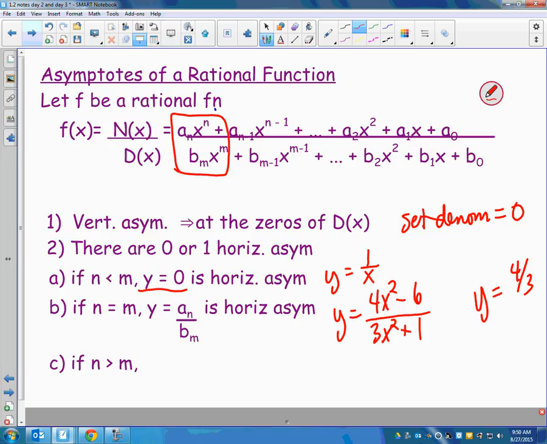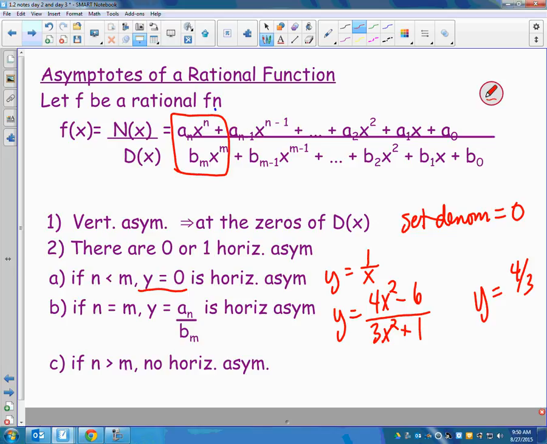Like, don't just say 4/3. Say y equals 4/3. And then the last option, if the numerator is bigger than the denominator, there is no horizontal asymptote. And last year, you actually learned about slant asymptotes, and we'll talk about those later, but not right now. So right now, we're just talking about vertical and horizontal.